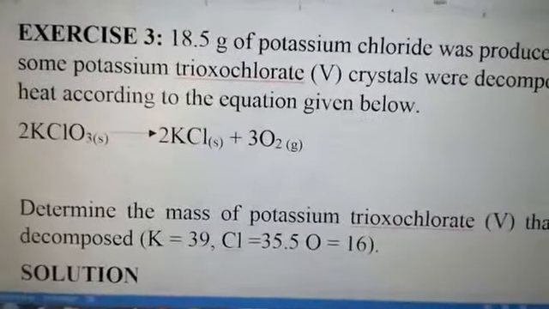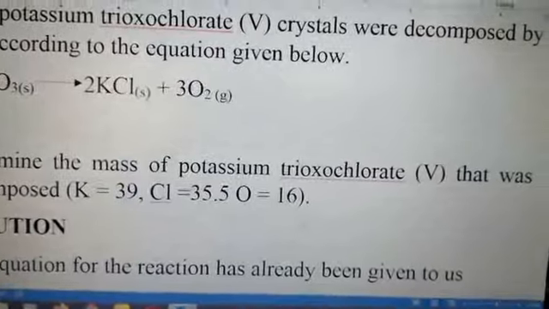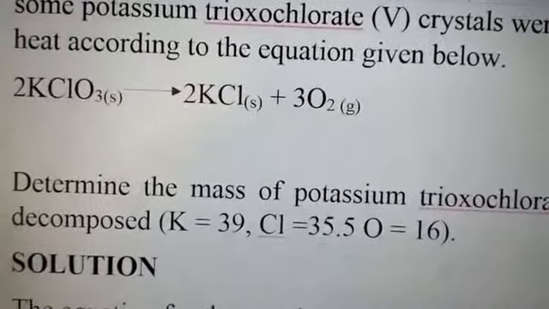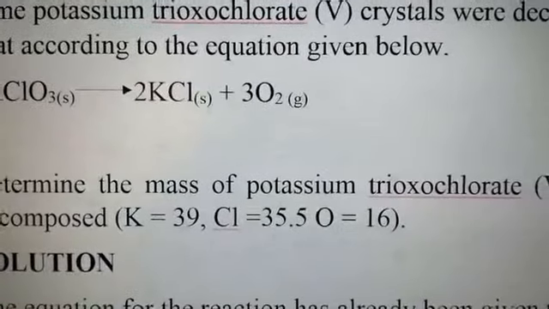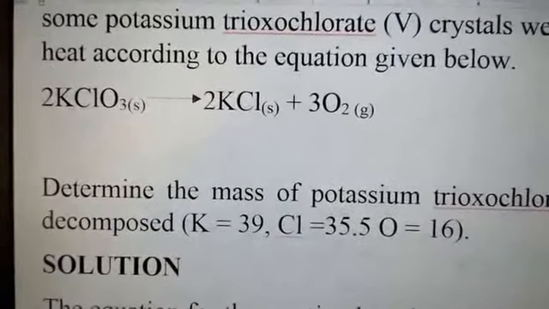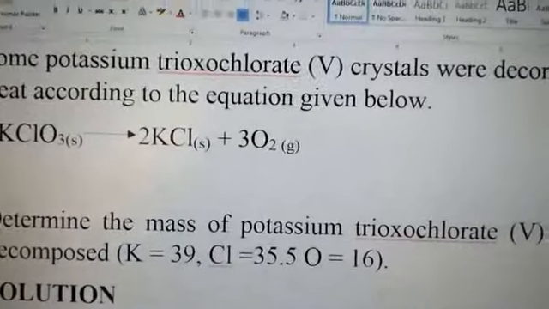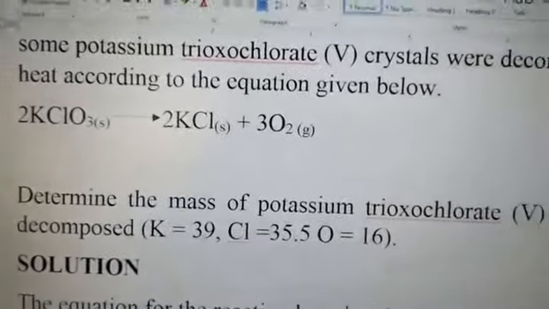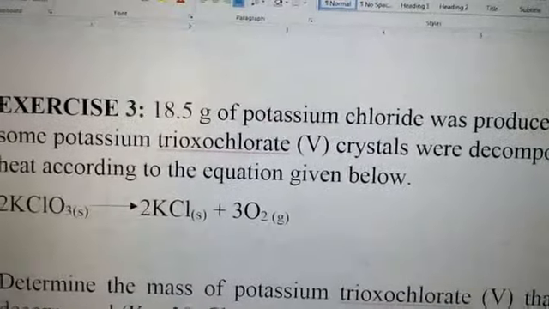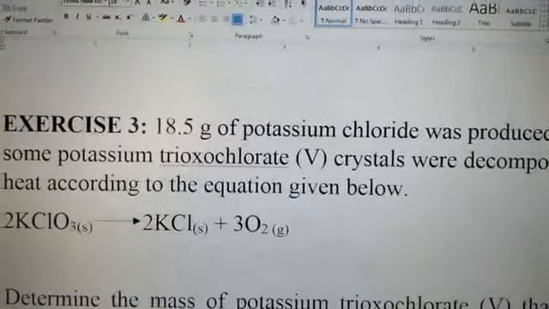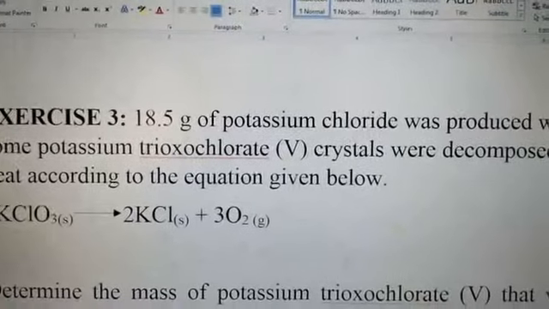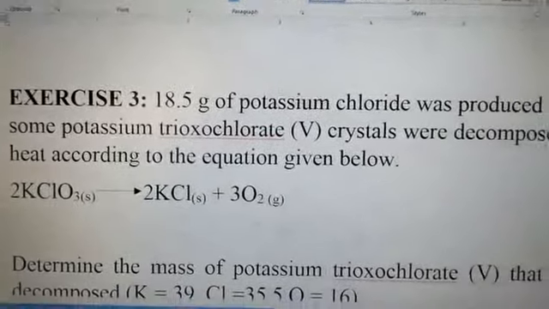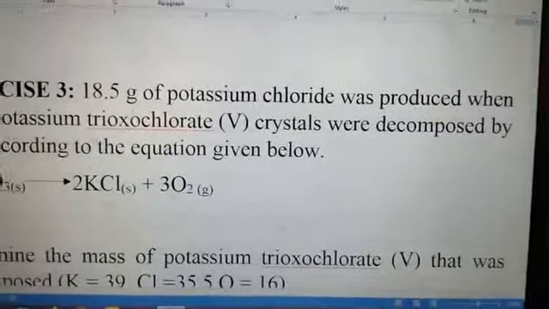We know the mass of one of the products. Then we are to determine the mass of potassium trioxochlorate 5 that was decomposed. We're looking for the mass of the reactant. We are now connecting the product to the reactant. The known is the product, 18.5 gram of potassium chloride. The unknown is the reactant, which is potassium trioxochlorate 5. You can see the equation again.